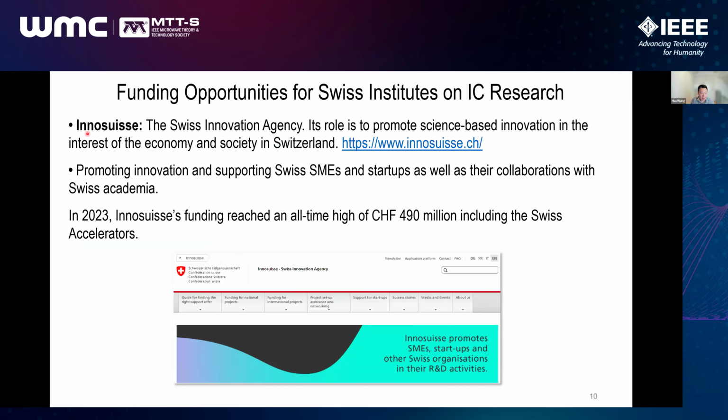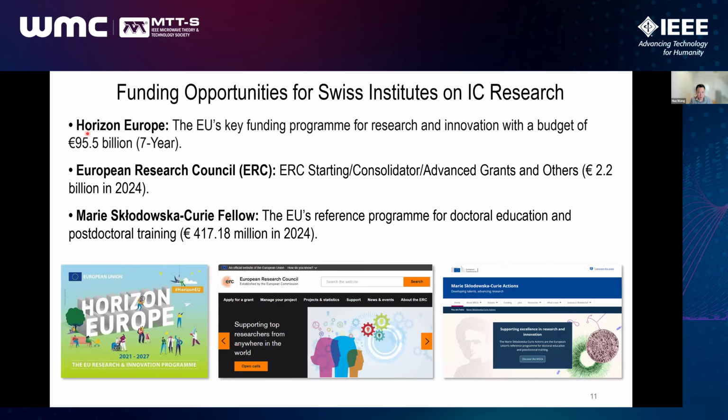Then there's another branch of funding opportunities in Switzerland, an organization called Innosuisse. The focus is a little different. Here, the focus is to promote innovation and support Swiss SMEs, small and medium-sized enterprises, as well as startups, together with their collaborations with Swiss academia, essentially universities. Innosuisse also offers very sizable funding; in 2023 the total budget was about 490 million, including the Swiss accelerator and mechanisms for startups.